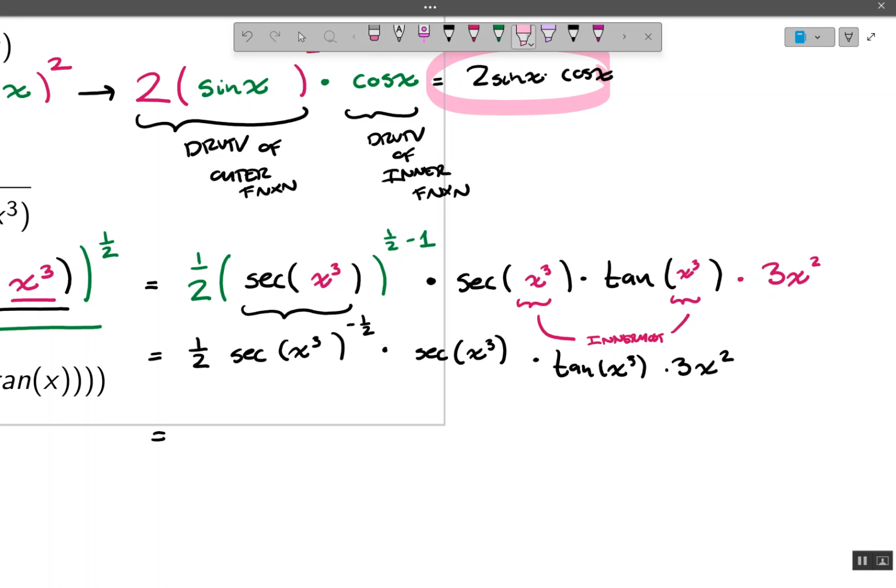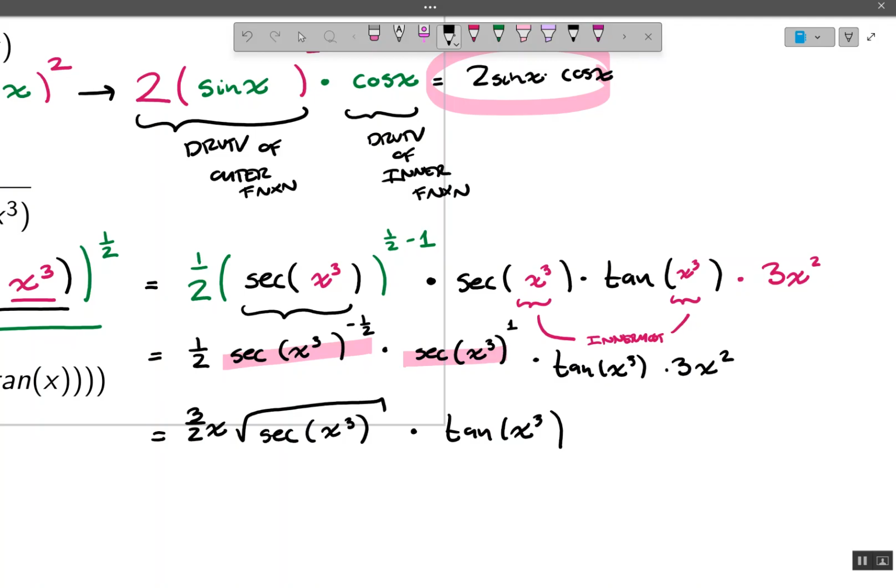So this is secant and so is this. So I've got negative 1/2 and a 1 right here. So negative 1/2 plus 1 is going to be 1/2. So I can write this as square root of secant of x cubed times tangent of x cubed. And then I've got my 3/2 x squared.